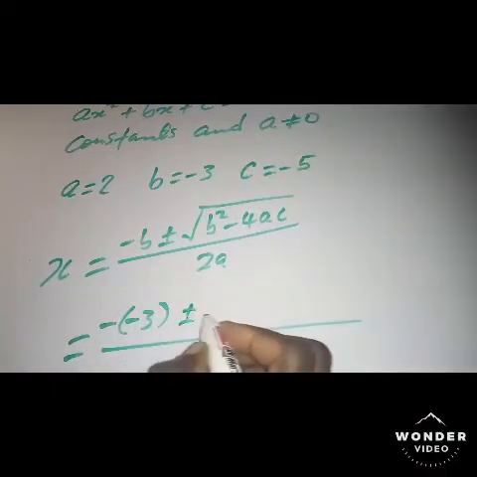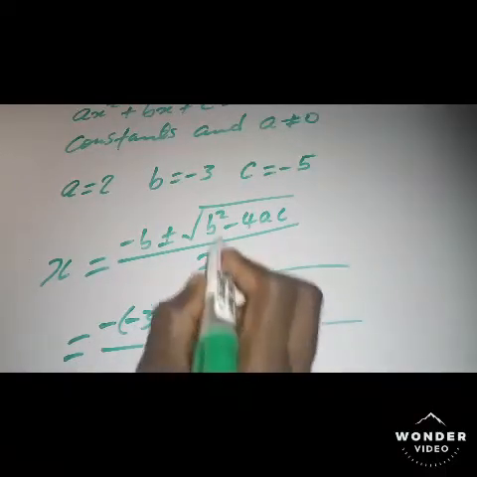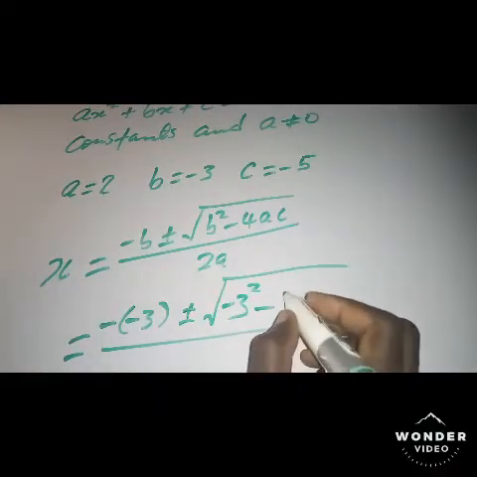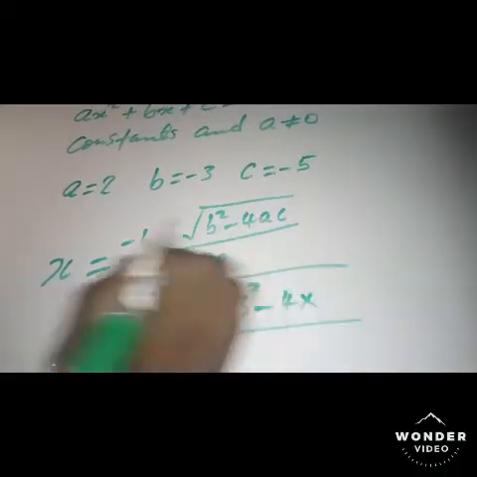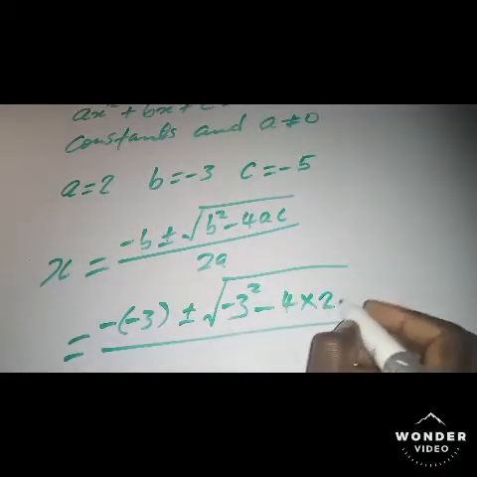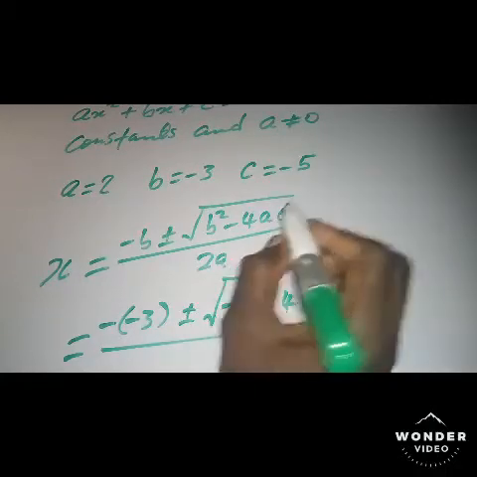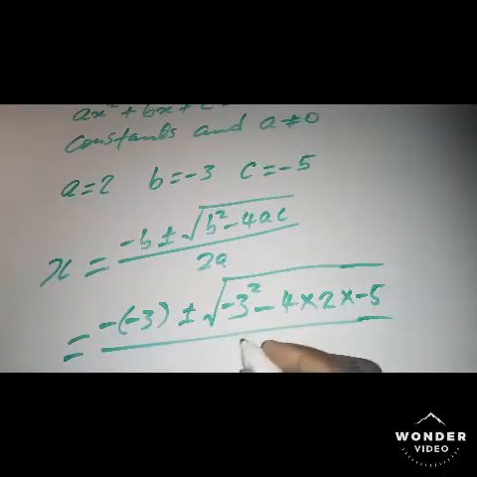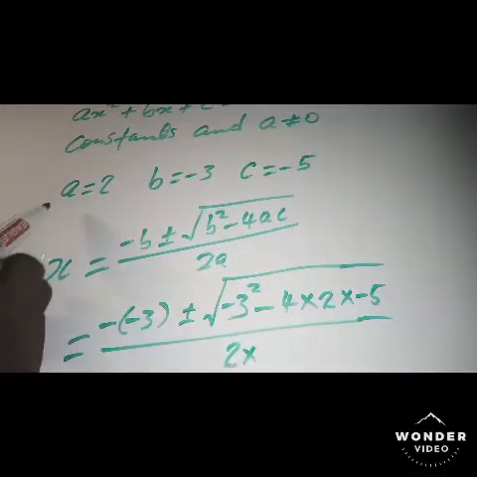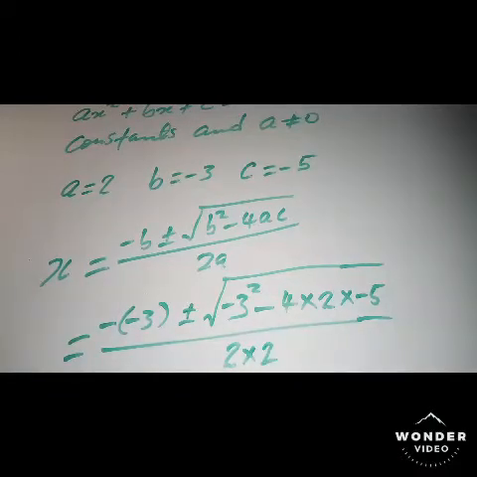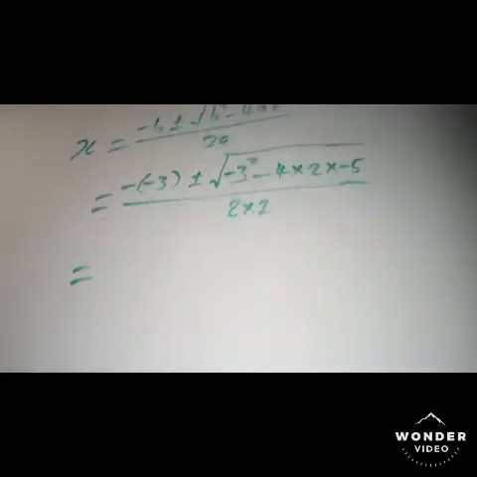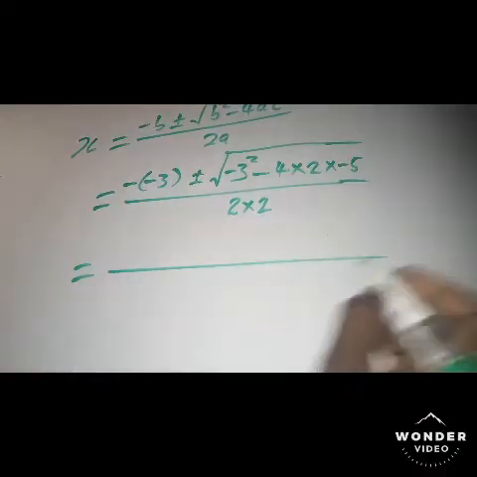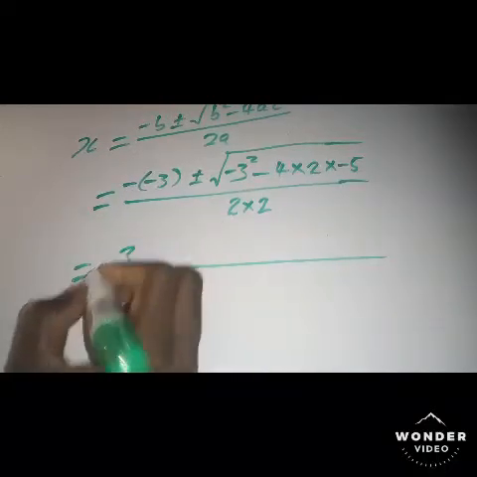So -(-3) plus or minus the square root of b squared. What is b? -3. So you have (-3) squared minus 4 times, what is a? A is 2. So times 2 times, what is c? My c is -5, so times -5 altogether, all over 2 times a. And what is a? A is 2. 2 times 2. So can you see? Negative times negative will give you positive.